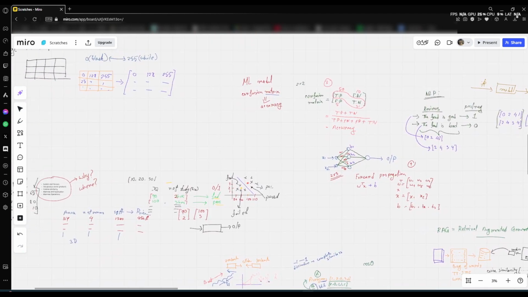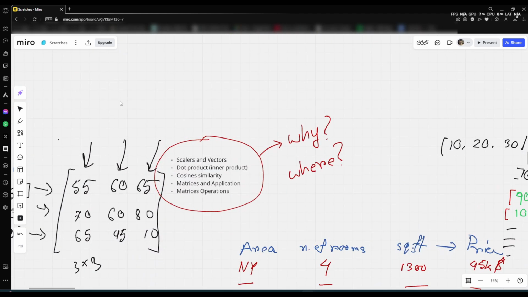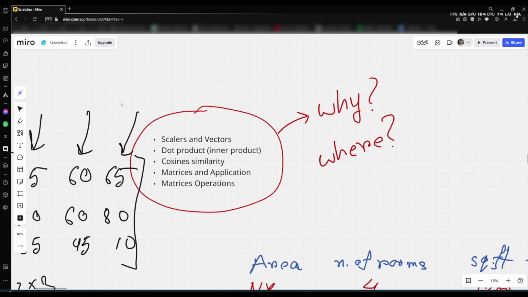What was the last thing? Okay, we are already close to the end of this video. Matrices and applications are done. These 4 are done, and then matrices operations.